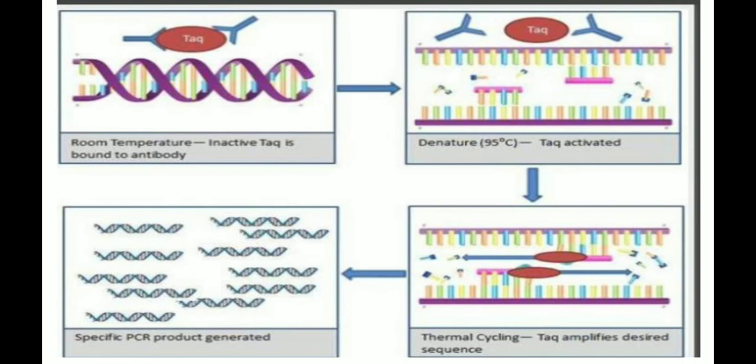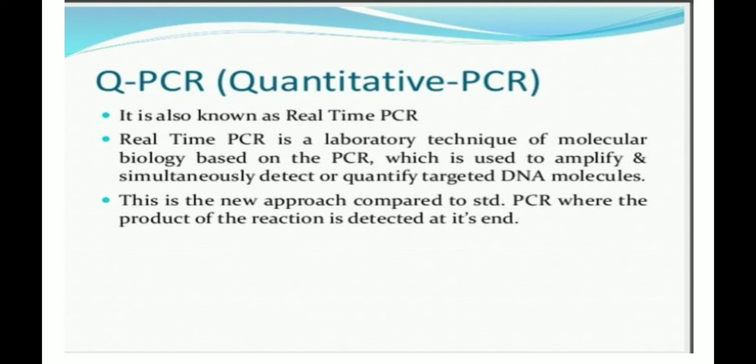Then there is a specific PCR product generated. After denaturation, there is thermal cycling, so Taq polymerase amplifies the desired sequences. So they start their work, and at last we get a specific PCR product. That is about hot start PCR, which is a very easy method. In that you just remember that it avoids unwanted, or you can say non-specific, amplification of DNA.